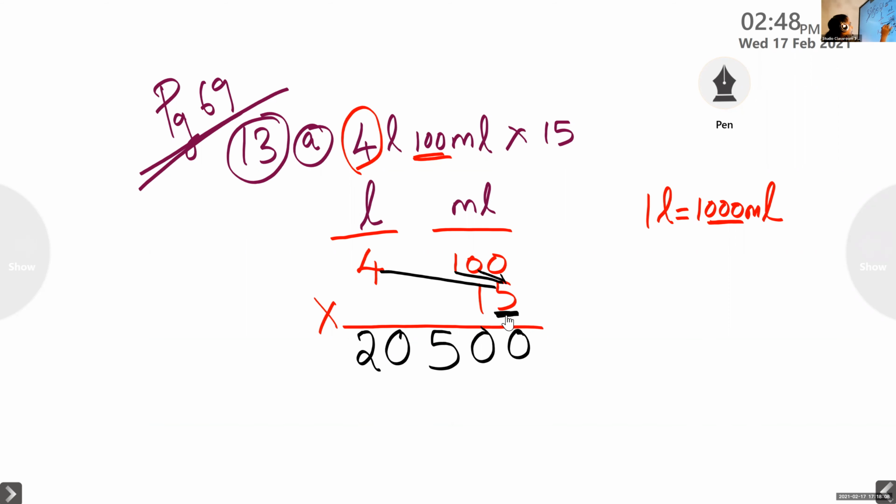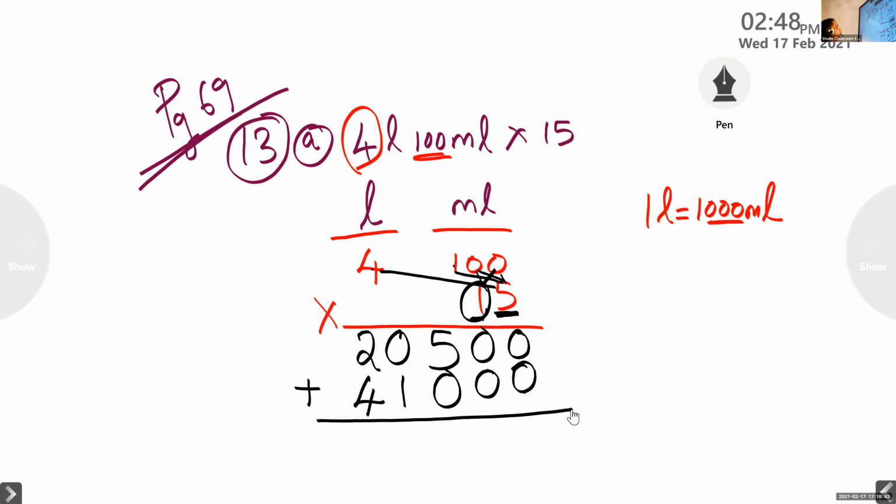Now what do we have to do? Multiply with our 1. Second row, how do we always start, children? Second row, we start with 0 in the ones place, because we are multiplying with the 10. So here we write 0. Now start with 1. 1 into 0, 0. Again 1 into 0, 0. 1 into 1, 1. 1 into 4, 4. Now, children, what do you have to do? Just add.